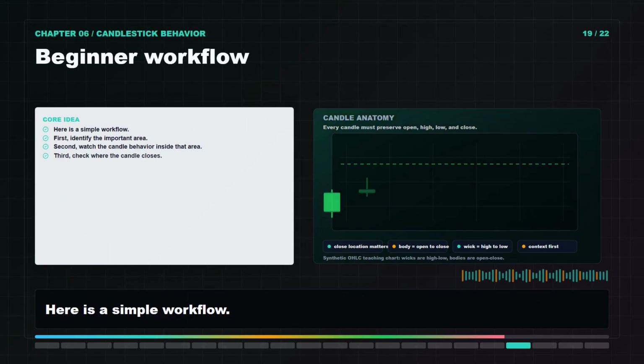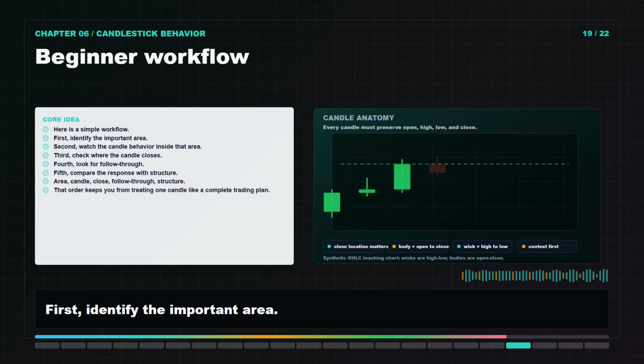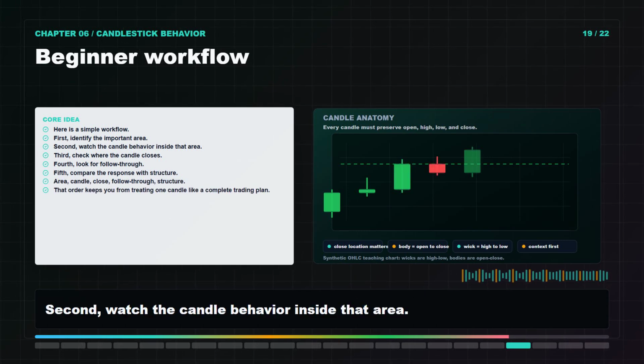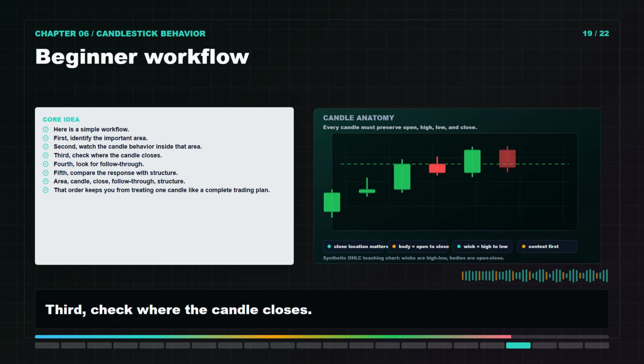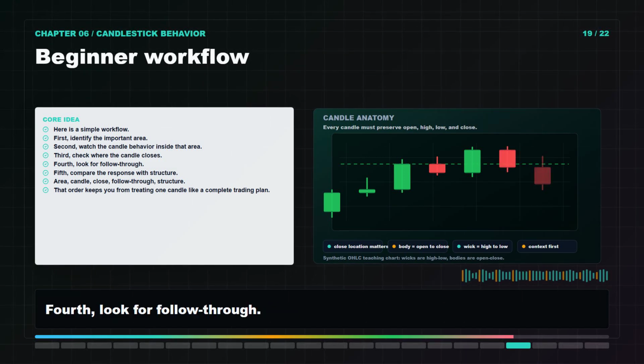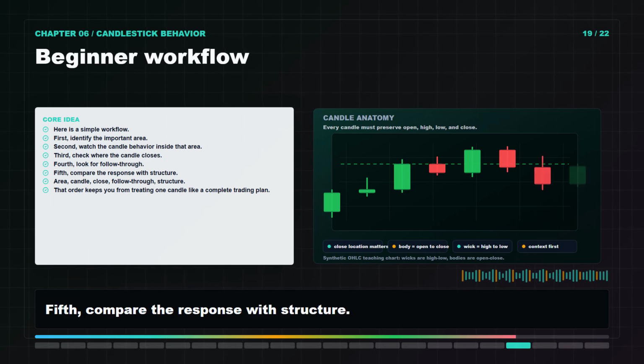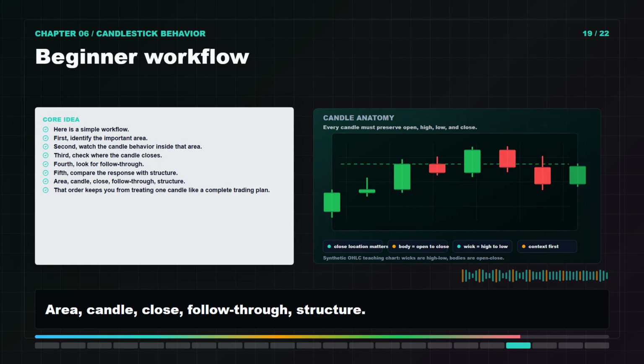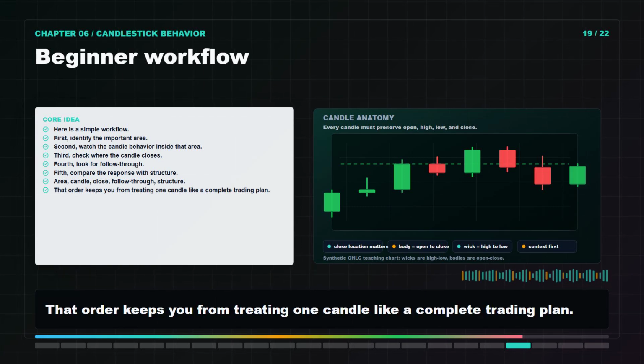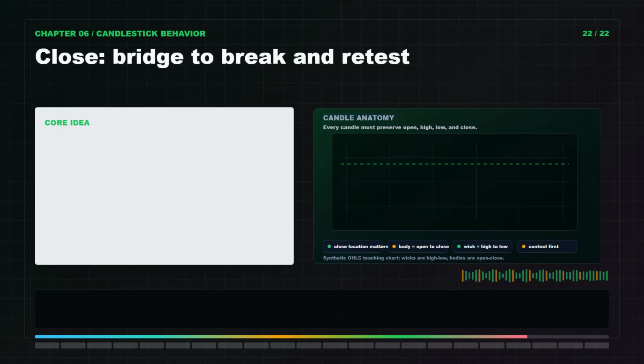Here's a simple workflow. First, identify the important area. Second, watch the candle behavior inside that area. Third, check where the candle closes. Fourth, look for follow-through. Fifth, compare the response with structure area. Candle, close, follow-through, structure. That order keeps you from treating one candle like a complete trading plan.